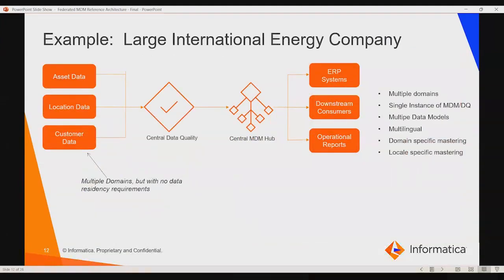Now, another example, a large international energy company. You would have asset data, location data, customer data, you have central data quality, and then the data flows back to the ERP systems, downstream systems, operational reports. So you would essentially have multiple domains, but with no data residency requirements as such. When I say multiple domains, customer, employee data, maybe mastering, supplier data, product data, again, you would have a single instance of MDM and data quality. You would have multiple data models, of course, multilingual, domain-specific mastering and local-specific mastering.